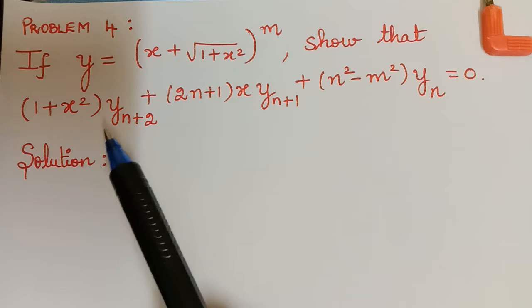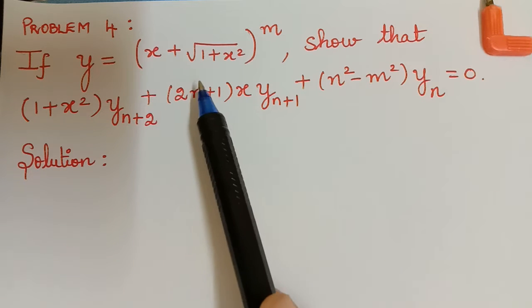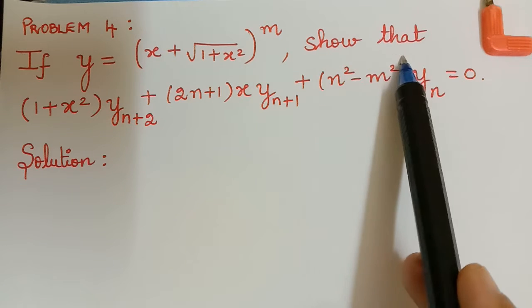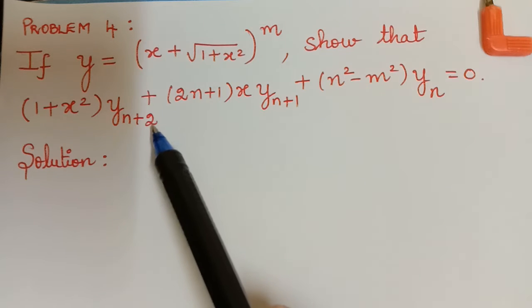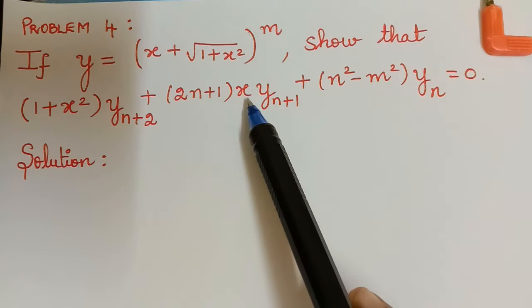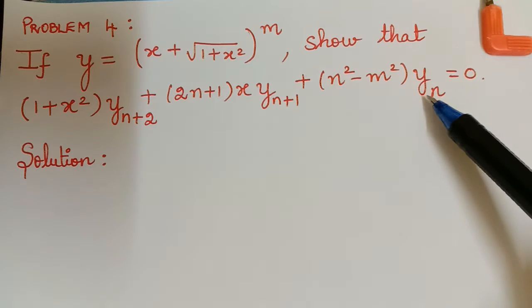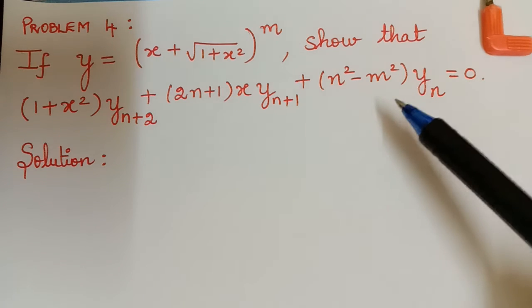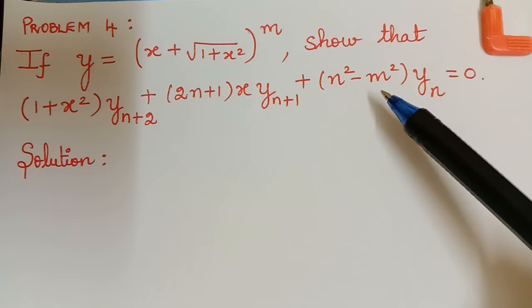Dear students, we shall now solve this problem. If y equals (x plus square root of 1 plus x squared) the whole power m, then we have to prove that (1 plus x squared) y_(n+2) plus (2n plus 1) x y_(n+1) plus (n squared minus m squared) y_n equals 0. Now this is a very important problem which has appeared in many question papers. So we shall solve this problem now.